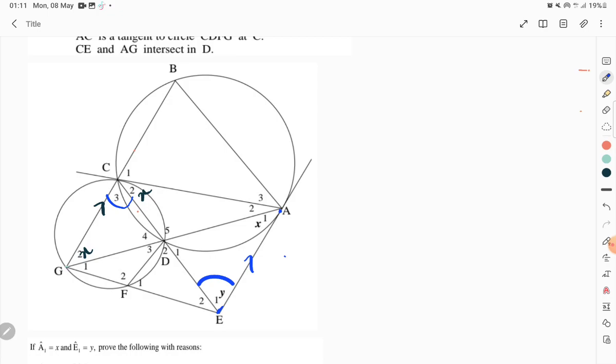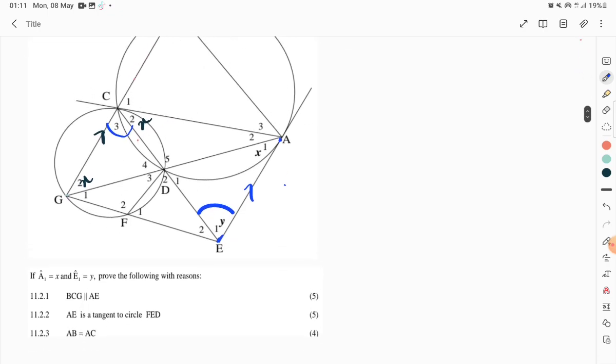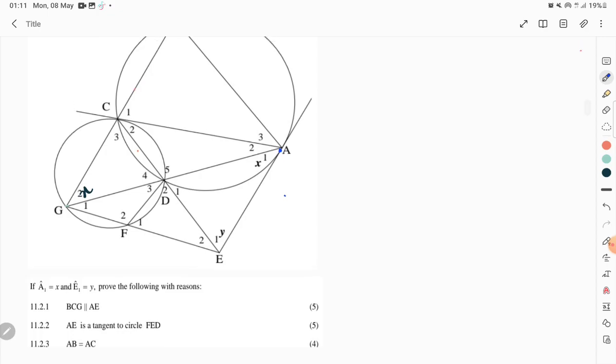So I think we can write that down, because it's going to give us information about these 5 marks. We are proving that AE is a tangent of this circle. So this is X, remember? Then this is Y. Now, what do we do? We have C3.